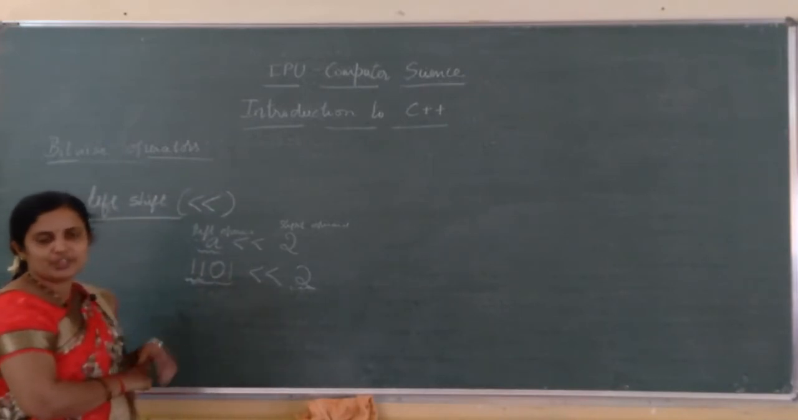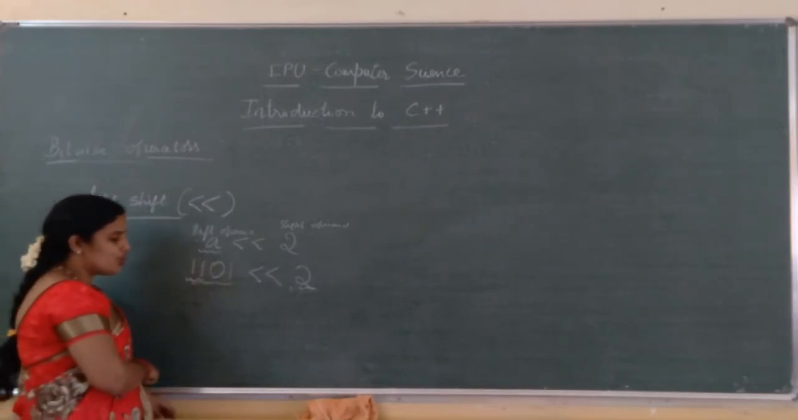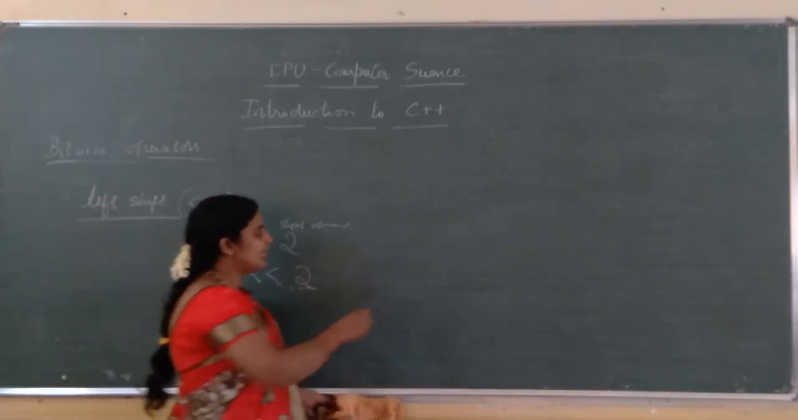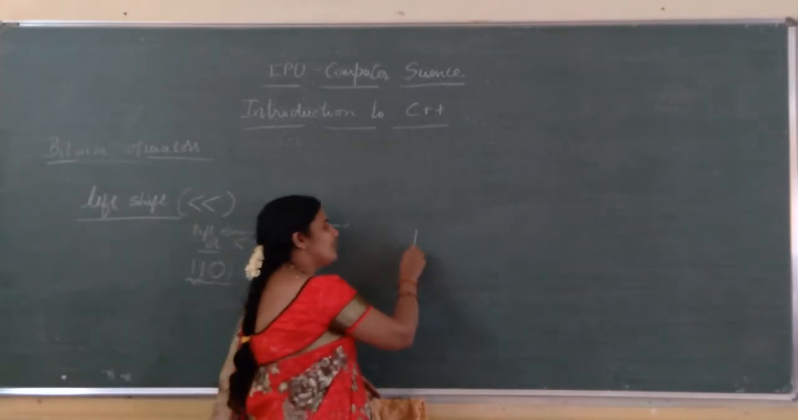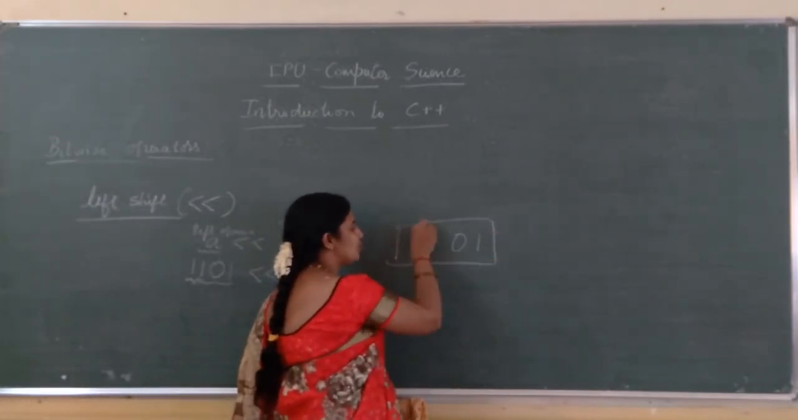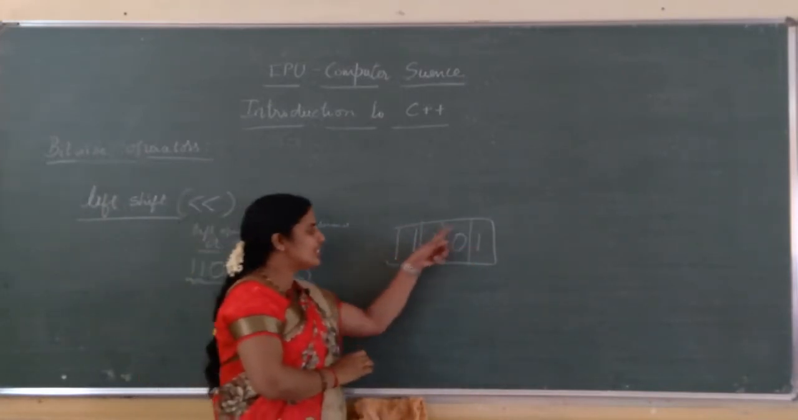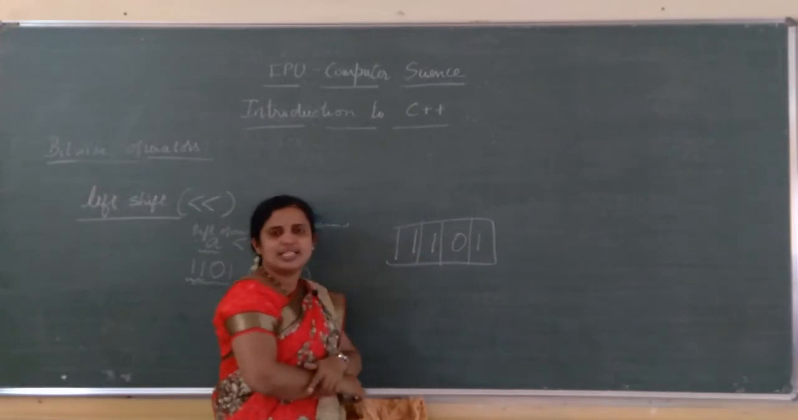I will do 1 by 1. First I will shift only 1 bit, later I will shift the next bit. Okay, so I will consider like this. What is the value I have considered? 1101. Okay, how many fields are required to store 1101? We need only 4 fields, right? 4 fields are required to store 1101.